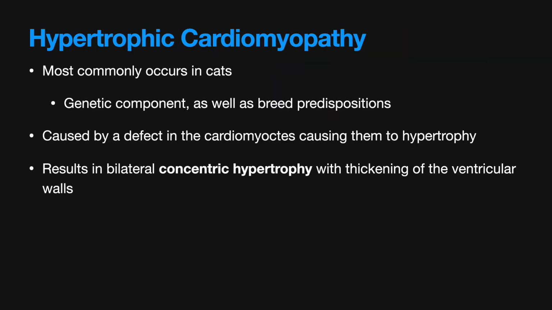Hypertrophic cardiomyopathy most commonly occurs in cats. It is believed to have a genetic component, and there are also breed predispositions that have been described. It results from a defect in the cardiomyocytes themselves that causes them to hypertrophy. This condition results in bilateral concentric hypertrophy with thickening of the ventricular walls.